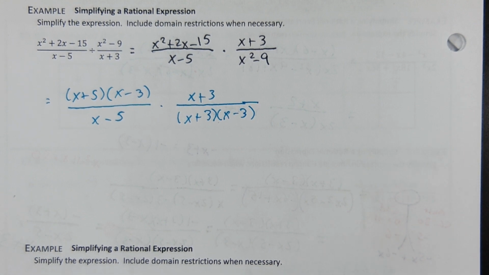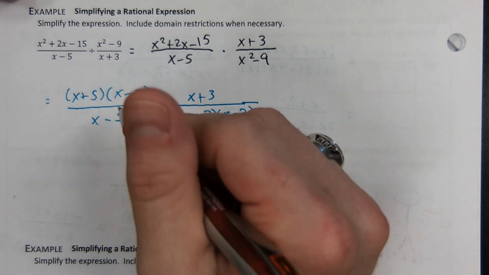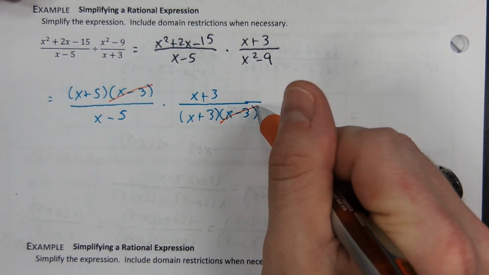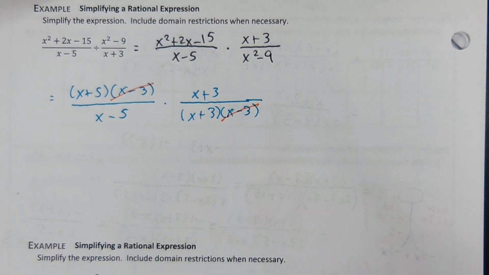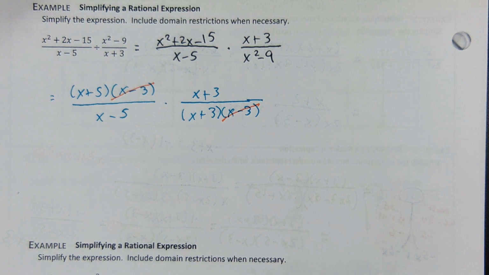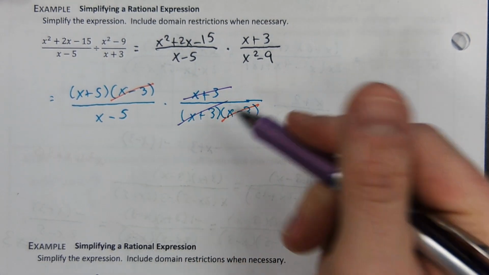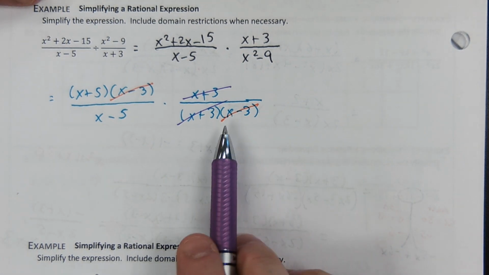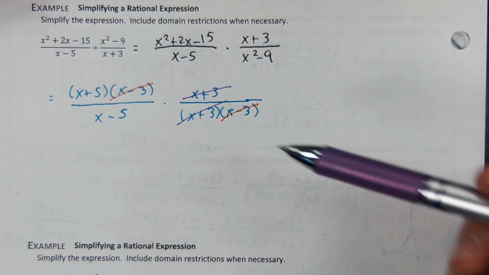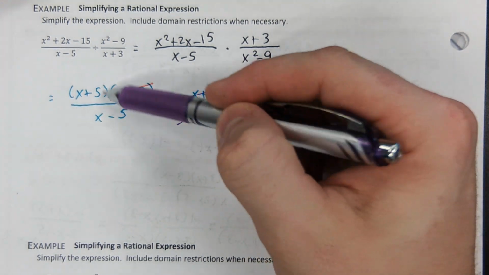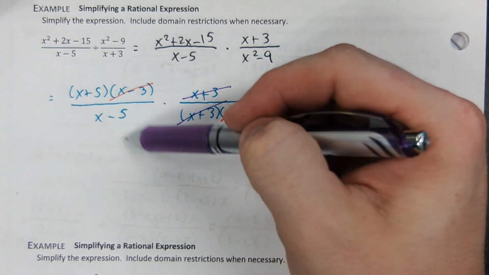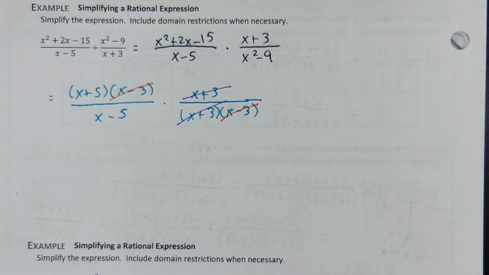We start looking for things we can cancel. Things that match on the top and the bottom. The x minus 3's match. I'm going to have to mention that x is not allowed to be 3 then. Oh, the x plus 3's match. I'm going to have to mention that x can't be negative 3 because of that. Does anything cancel here? Nothing cancels.